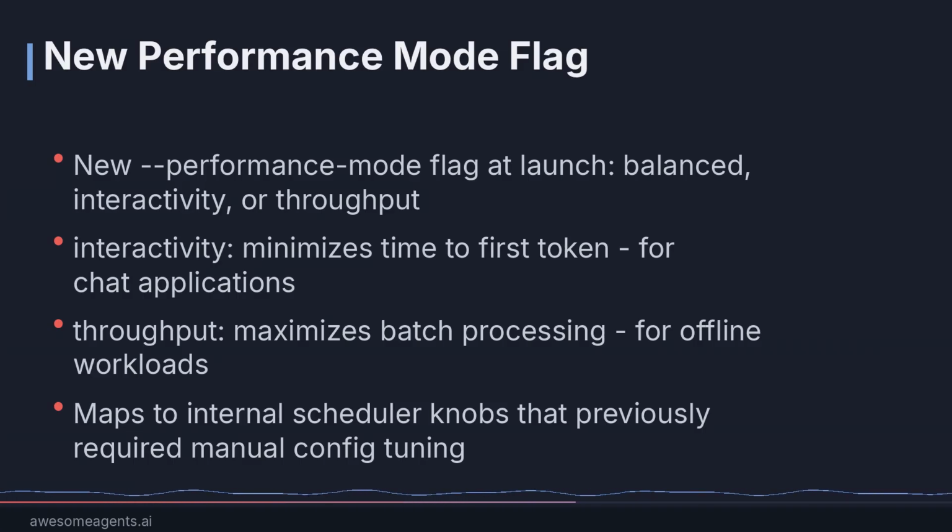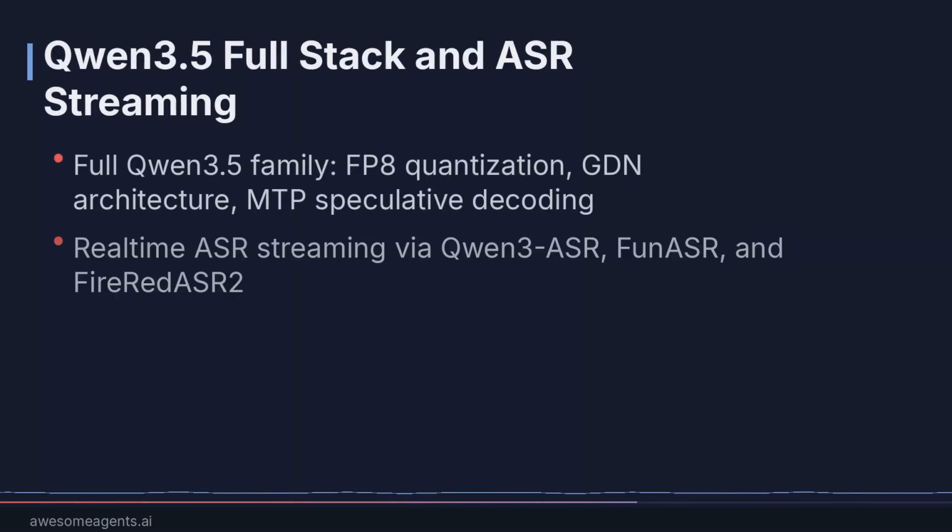You can now start vLLM with a flag set to balanced, interactivity, or throughput. Interactivity minimizes time to first token for chat use cases. Throughput maximizes batch processing for offline workloads. Balanced is the default. So instead of having to know which internal scheduler parameters to tweak, you just pick a mode. Right, it's a sensible abstraction. Most operators know what they're building. If it's a chat app, pick interactivity. If it's running overnight batch jobs, pick throughput.